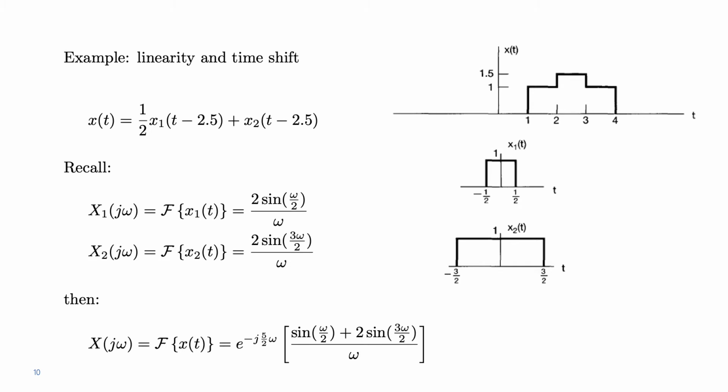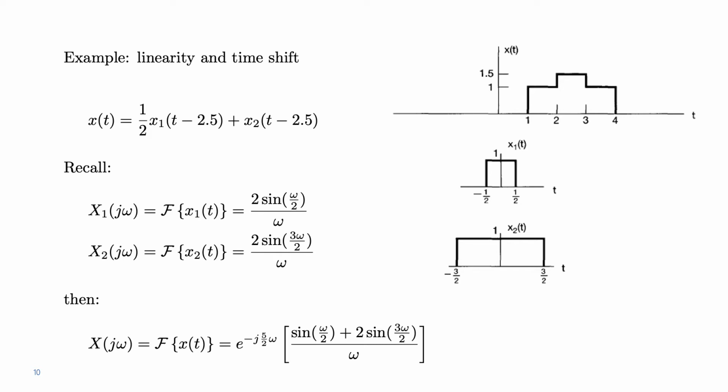Cool. Then if we just recall the Fourier transforms of these signals x1 and x2, they can be easily obtained by using the Fourier transform integral, and they are reported here for simplicity. So the Fourier transform of the first signal is 2 sine of half omega over omega, and the one of the second signal is 2 sine of 3 omega over 2 over omega, right? They are sinc functions, basically with different scaling coefficients, because they are Fourier transforms of the rectangular signal.